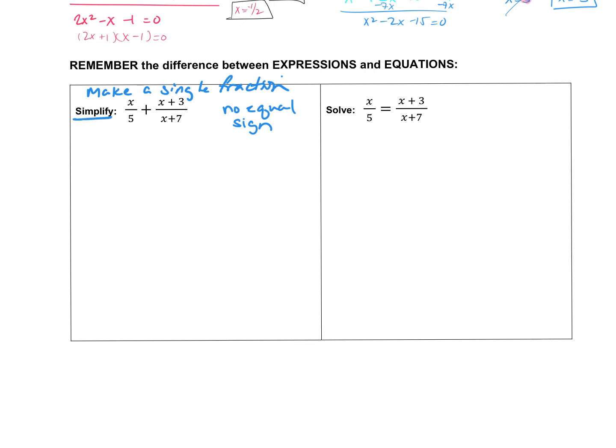So you just simplify. So first, now this one, we want to find the LCD. You must state the LCD, so please state the LCD. The LCD is 5 and x plus 7. Both of these have to be in it. Okay, so let's multiply by what we need.